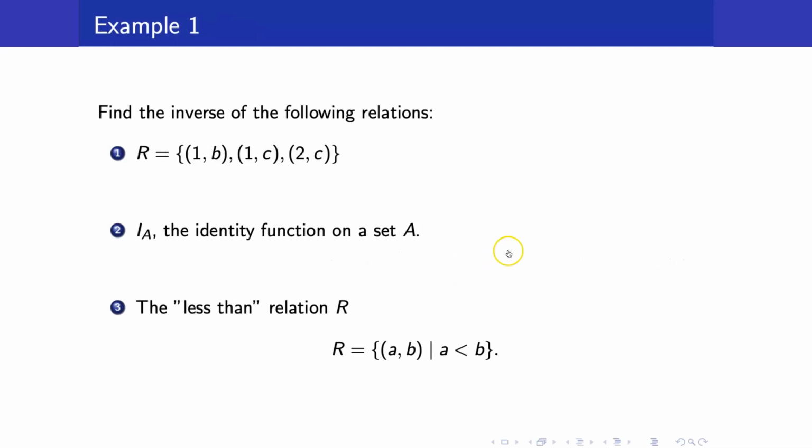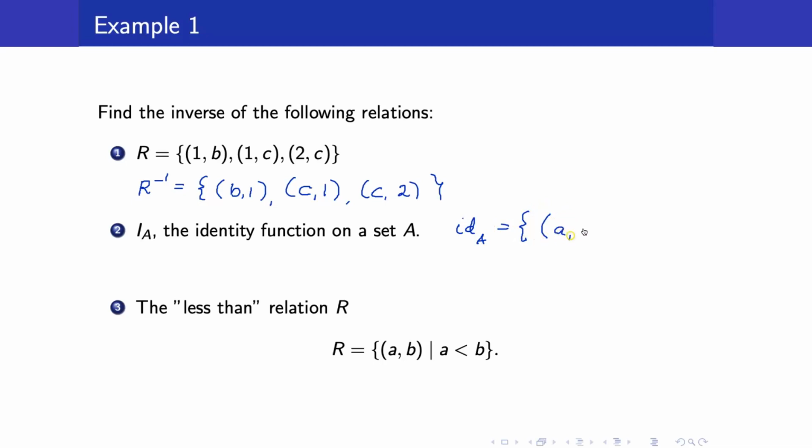For example, let us find the inverse of the following relations. R is this set, so therefore, what is its inverse relation? We just invert. This is B1, C1, and C2. I sub A, where this is the identity function on a set A. So therefore, what are the elements of I_A? We also use the notation identity A, correct?